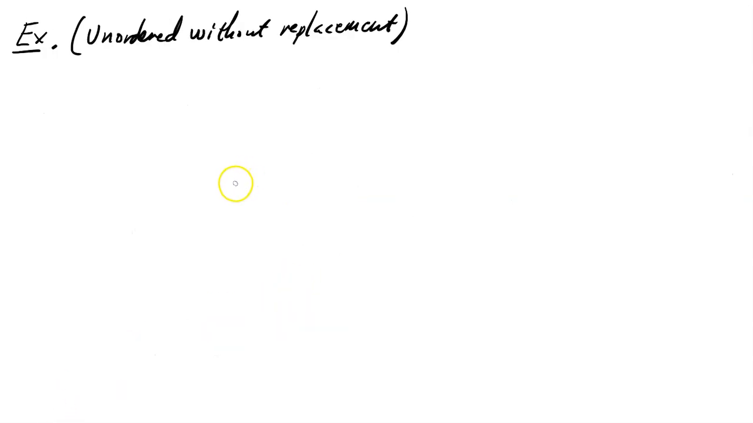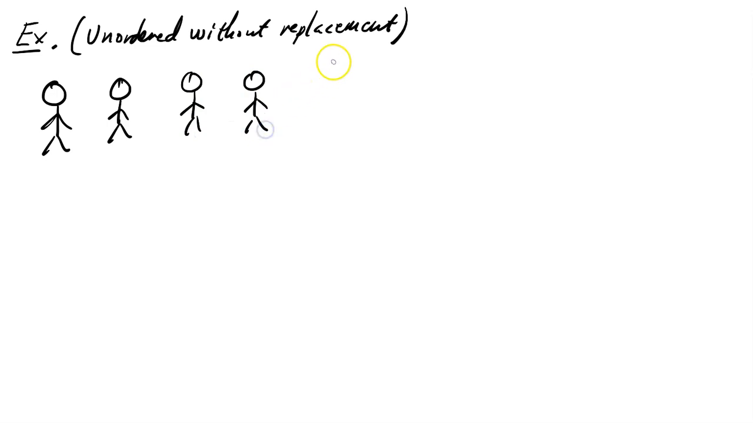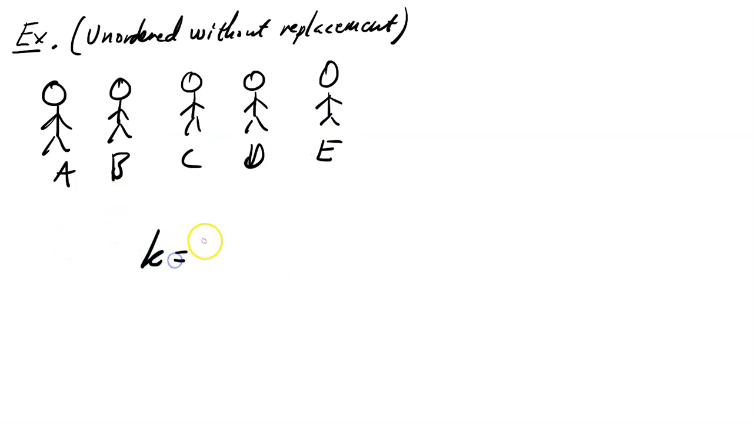Then the third example. Let's say that you are going to pick out among 5 persons. So we have 5 different persons. Let's call them A, B, C, D, E. Okay, so we want to pick out 3 of these. So we want to pick out 3 persons out of 5.